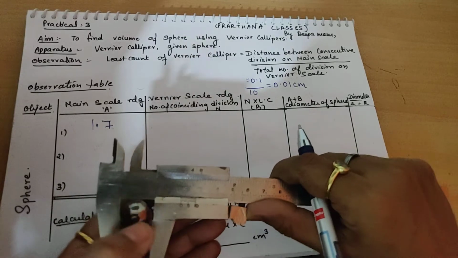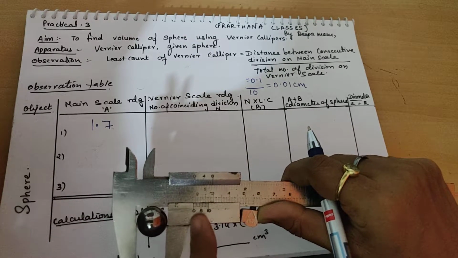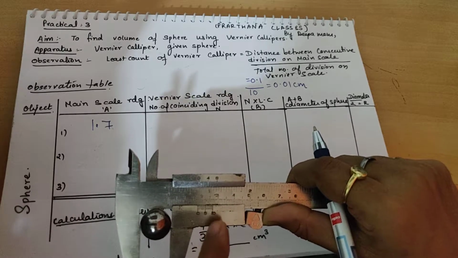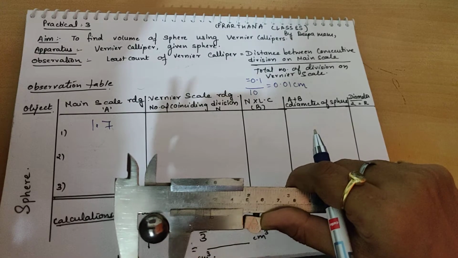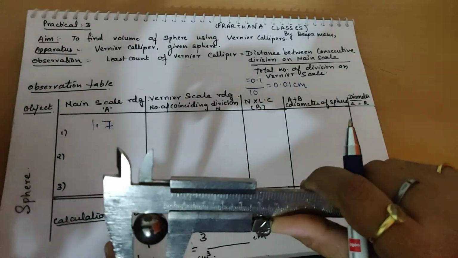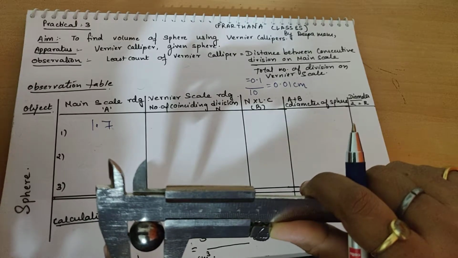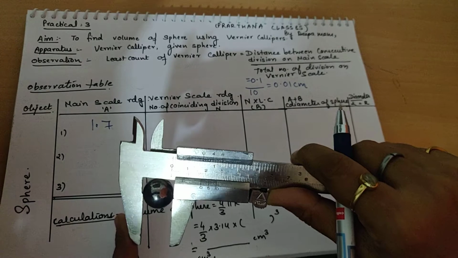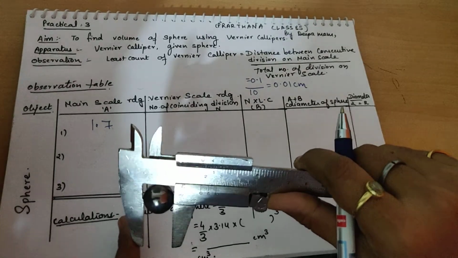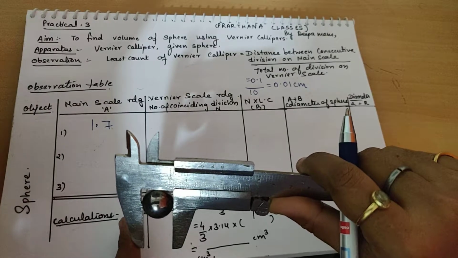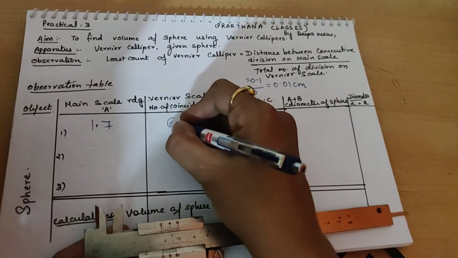Now you need to find out the reading of the vernier scale. That means which division of the vernier scale exactly goes parallel with the main scale, fine. So the reading says that this is the sixth division. Which division coincides exactly with the main scale? That is the 6th division, right? So you can see that the 6th division exactly goes parallel with the main scale. So we write here 6.